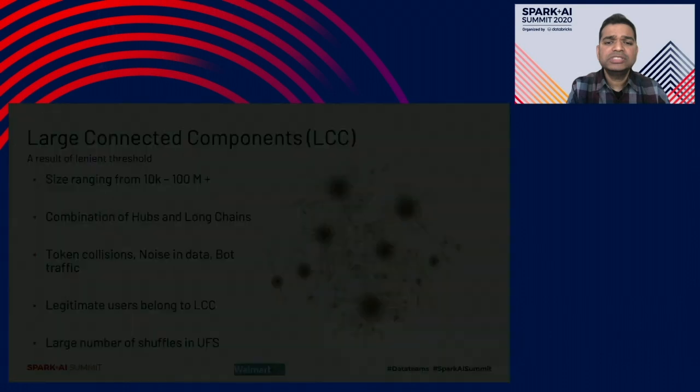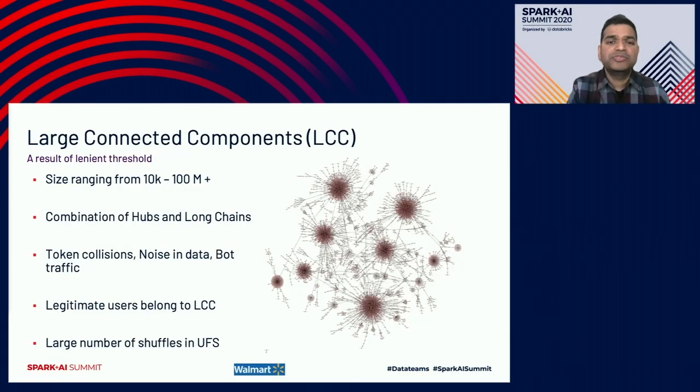Now, this is a good segue into introducing the concept of large connected components. Irrespective of what threshold you pick, there is still a possibility that large connected components get formed. Depending upon the threshold, the size ranges anywhere from 10,000 to 100 million.